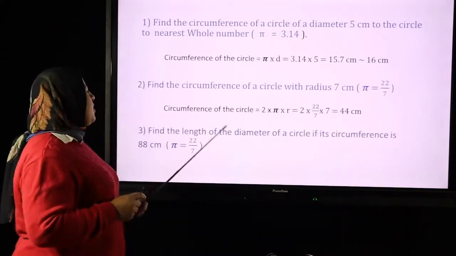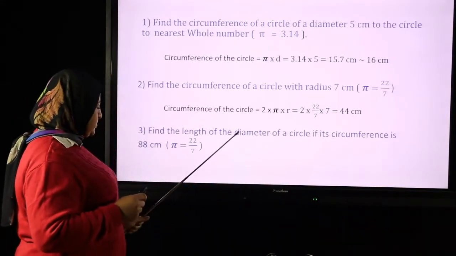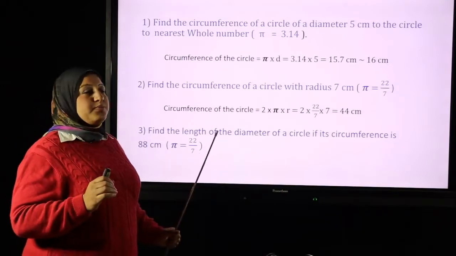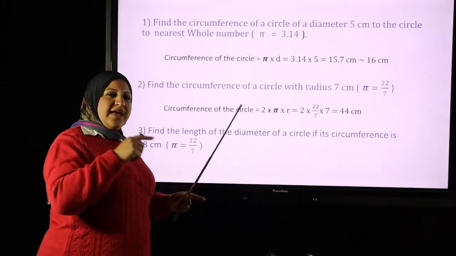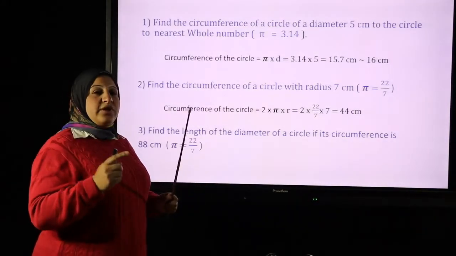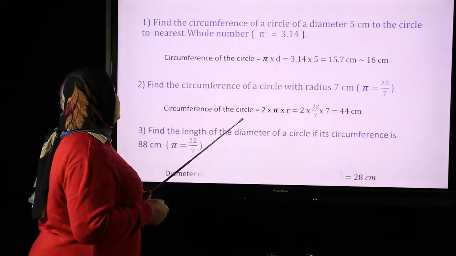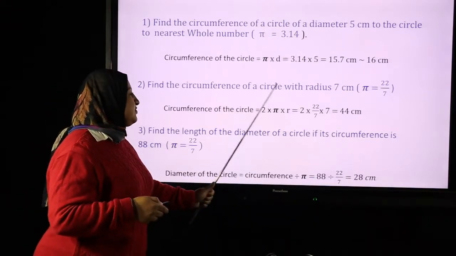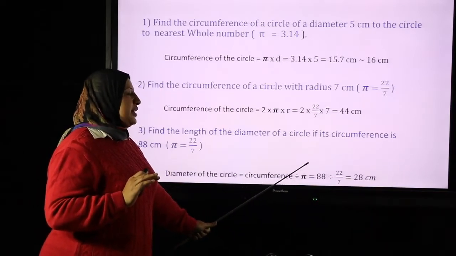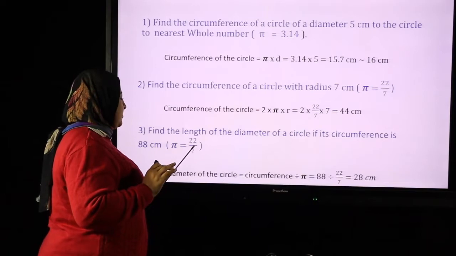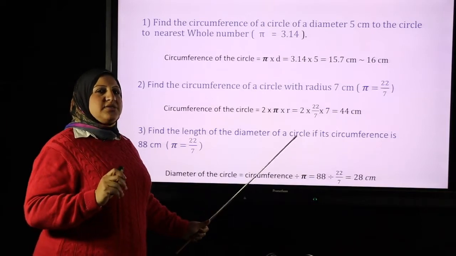Number 3. Find the length of the diameter of a circle if its circumference is 88 centimeters and pi equals 22/7. In this exercise, it's a sub rule. We have to get the diameter from the circumference. I will use magic triangle number 1 because I want to get the diameter. The diameter here equals circumference divided by pi. Circumference 88 divided by 22/7 from the exercise equals 28 centimeters. So here the diameter is 28 centimeters.